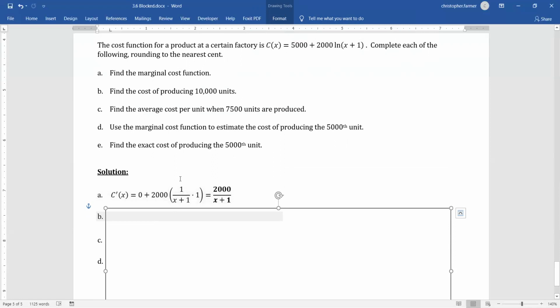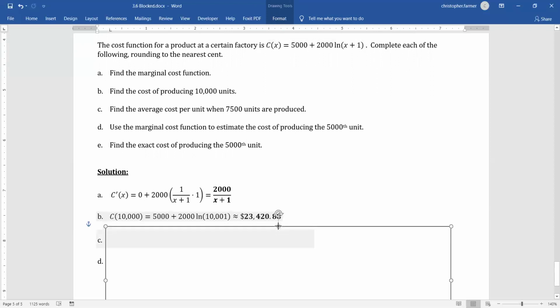If you put all that together, you basically just end up with 2,000 divided by x plus 1. Okay. If you're finding the cost of producing 10,000 units, the rest of these I should have made clear. This is just making sure that you know what to plug in where, what formula you're using. So to find the cost of producing 10,000 units, we're just finding the cost. So just use the cost function. We're plugging that 10,000 into the cost function, and that is going to end up being a calculator problem.